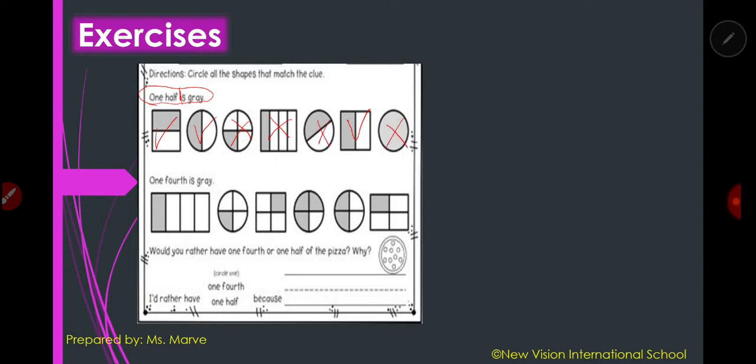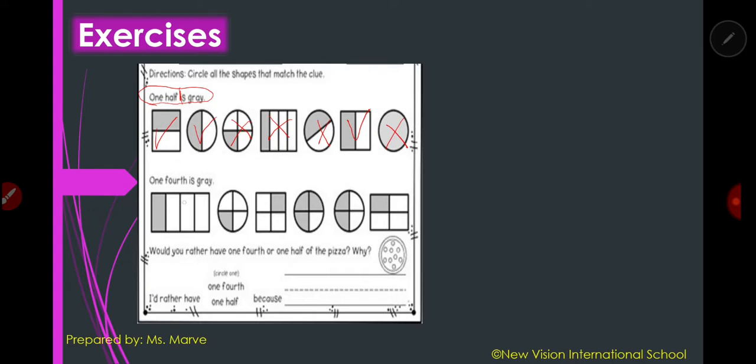And this one wrong. Okay, so where is the 1/4 is gray? So you need to find one shaded part out of 4. Okay? The 1/2 is gray is that you need to find one shaded part out of 2. But here, you are going to find one shaded part or one colored part out of 4. So count the shares and try to look at the shaded part if it's just 1 or 2. If it's 1, it's correct. If the shaded parts are 2, it's wrong.